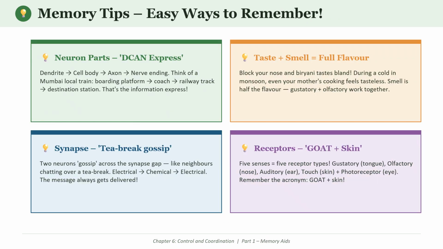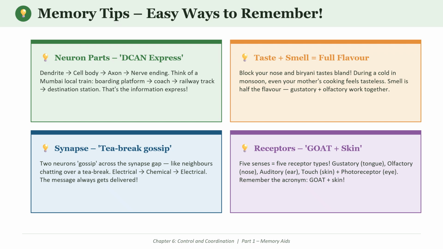Let's go to the next one. Here I have given some memory tips, easy ways to remember. For neuron parts, D-C-A-N, express. D is the dendrite, C is the cell body, A is the axon, and N is the nerve ending. Think of a Mumbai local train. Boarding platform, and then coach. From there you go to the railway track and the destination station. So that's the information express.